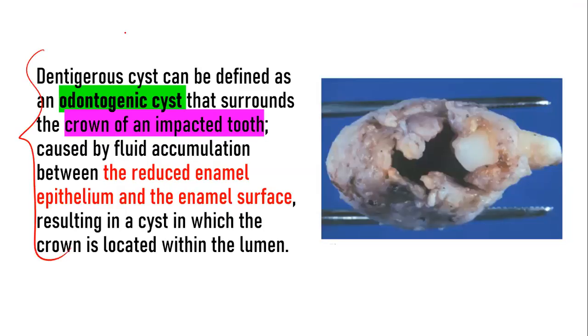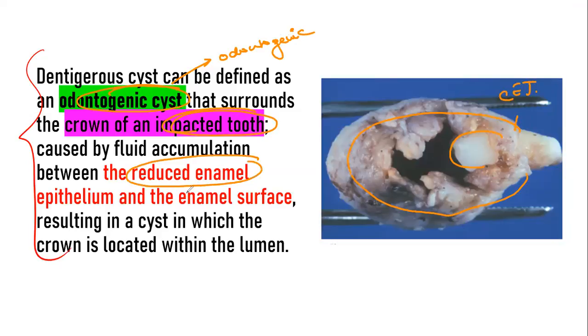Now, getting into the definition quickly, it is an odontogenic cyst. That means it arises from the cells that give rise to the tooth that are involved in odontogenesis. It surrounds the crown of an impacted tooth, as in this diagram. It is surrounding the crown of the impacted tooth attached at the cemento-enamel junction, caused by the accumulation of fluid between the enamel surface and the reduced enamel epithelium. I'll talk about this in a minute. It results in a crown which is located within the lumen.